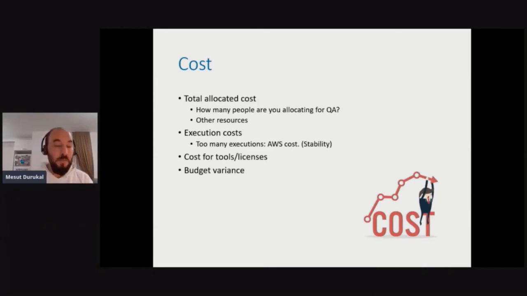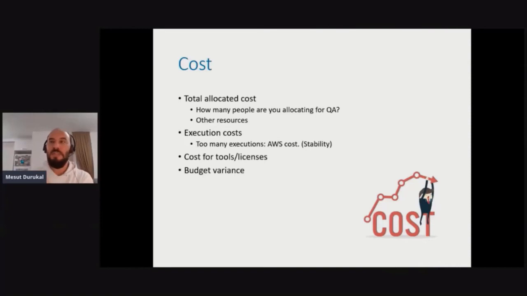For example, they are wondering about the total allocated cost for the QA teams and the cost for the tools and licenses, and how much headcount we have, how much resources we have, and how much cost we need to perform all these activities. And we are searching for some adaptations and for some solutions to decrease these cost-related issues. So we can continuously track these numbers, and we can check if our solutions worked well to decrease these numbers or not, or what kind of parameters are affecting these costs.